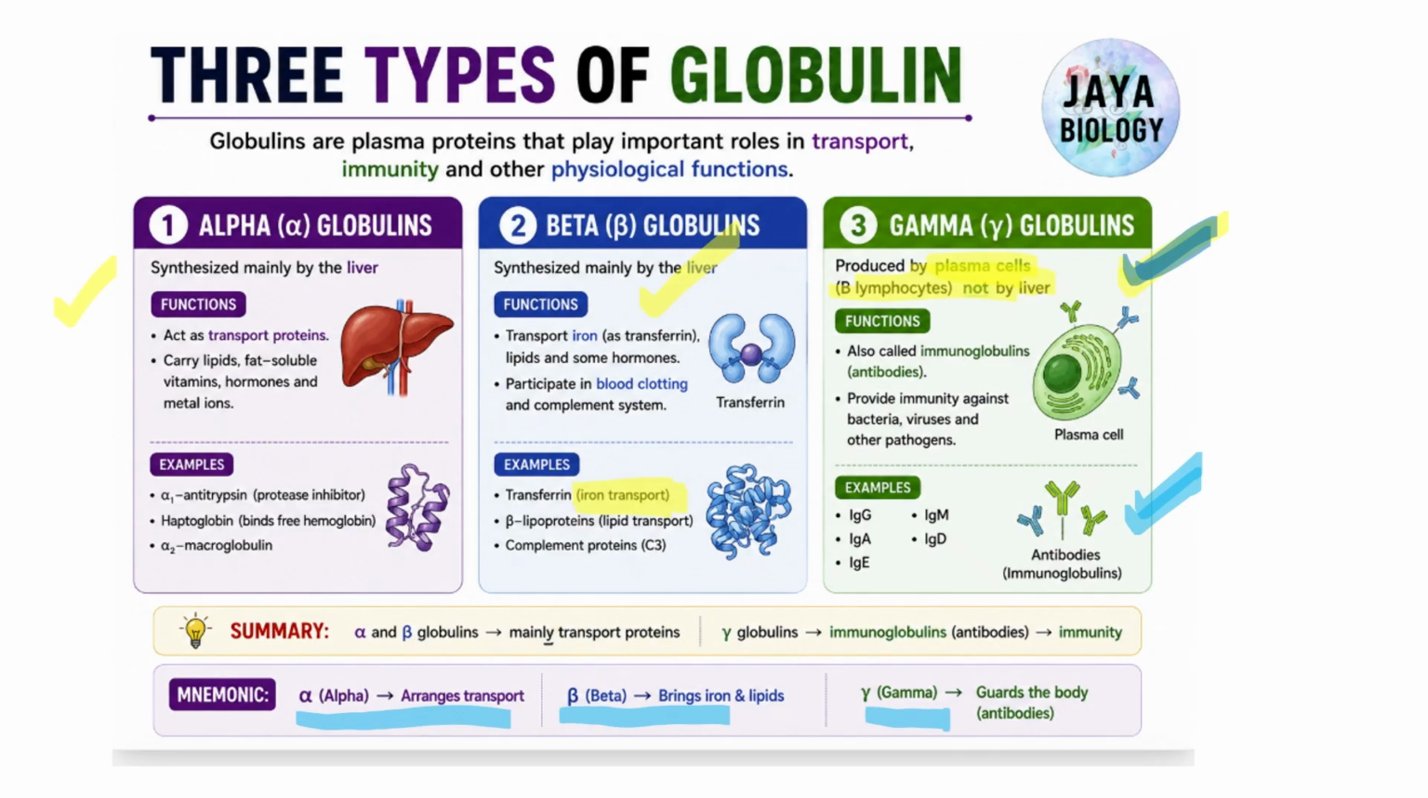So remember, albumin is the most abundant protein. Fibrinogen is not present in serum. Immunoglobulin is not produced by the liver, it is produced by the plasma cell. Albumin is greater than globulin and globulin is greater than fibrinogen. So highest is albumin and least is fibrinogen.